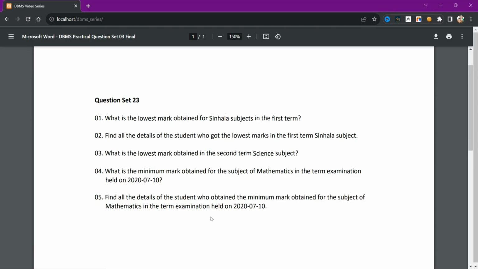So according to question set 23, it's all about writing queries for the questions they have given. So we studied about a keyword called minimum and how to use it, and the moments that we use the keyword called min. So this is the end of question set 23, and in the next video we're going to study about question set 24. So let's meet in the next video.